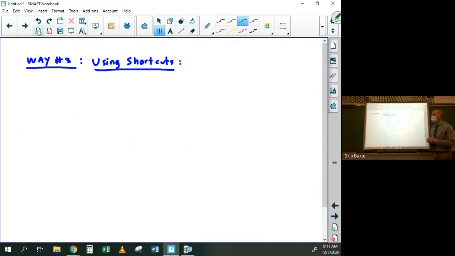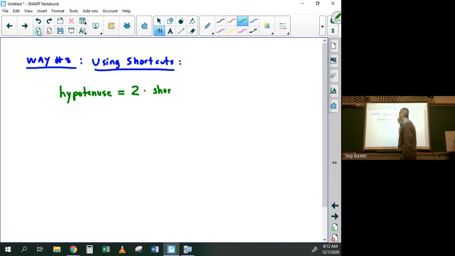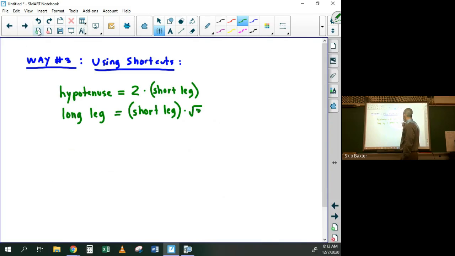So here are the shortcuts. The shortcuts are: the hypotenuse is always 2 times the short leg. The long leg is always the short leg times radical 3.